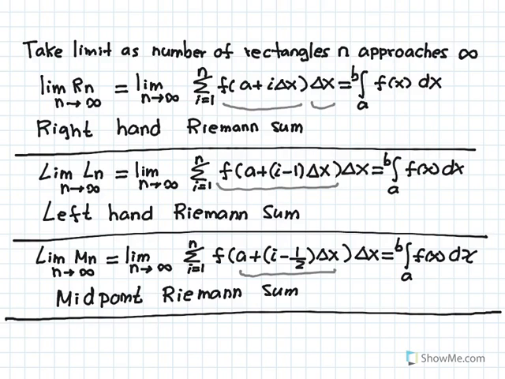So these are the different Riemann sums that you may encounter in questions. The most common one that you'll see is a right-hand Riemann sum. Sometimes you'll see the left-hand as well. And at times you may see the midpoint Riemann sum as well.